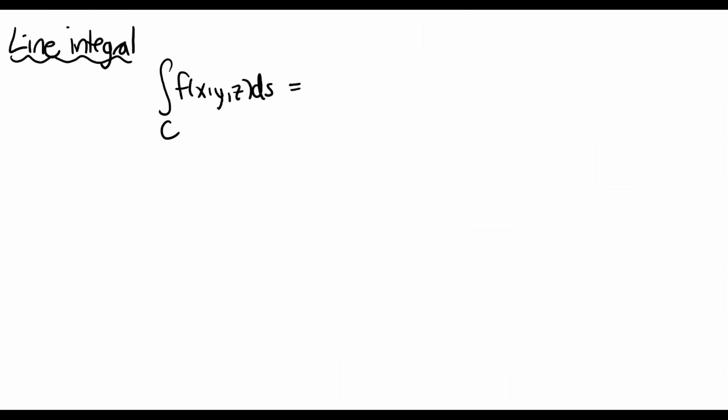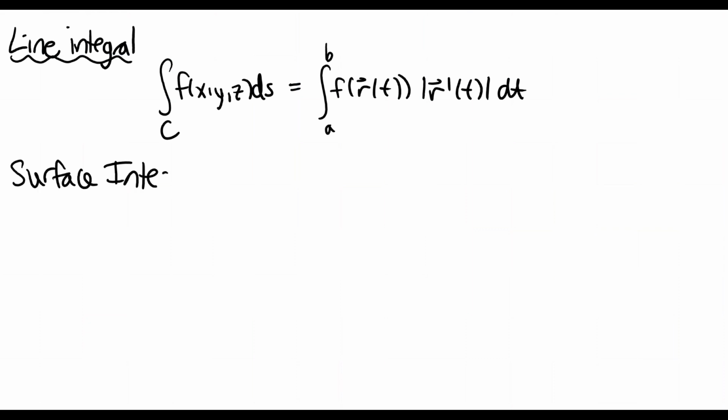We've seen that a line integral of a function f of x, y, z with respect to a curve c is computed by creating a parameterization for c called r of t, plugging it into f, then multiplying by the magnitude of r prime of t to substitute dt for ds. Now we're going to compute a surface integral.